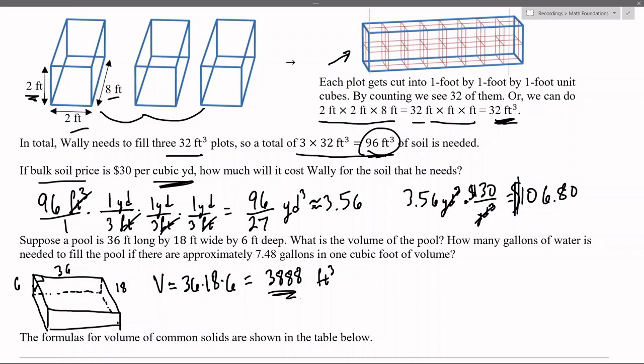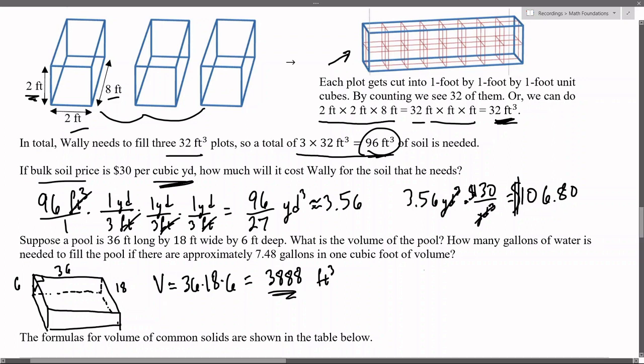And it says how many gallons of water are needed if there are approximately 7.48 gallons per 1 cubic foot of volume. So we have 3,888 feet cubed over 1, and the conversion is 1 cubic foot has 7.48 gallons in it.